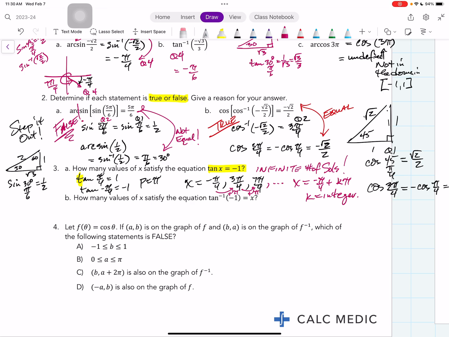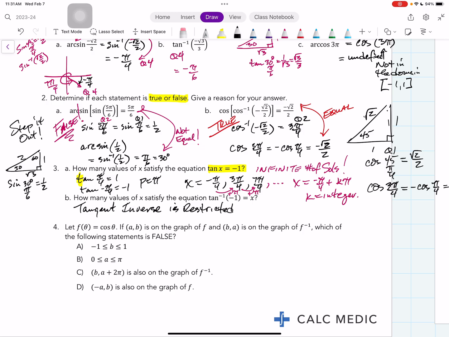Okay, how many values of x satisfy the equation x equals tangent inverse of negative 1? Well, guess what? This is restricted, right? The inverse function is restricted. So the tangent inverse, all right, is restricted. We talked about that.